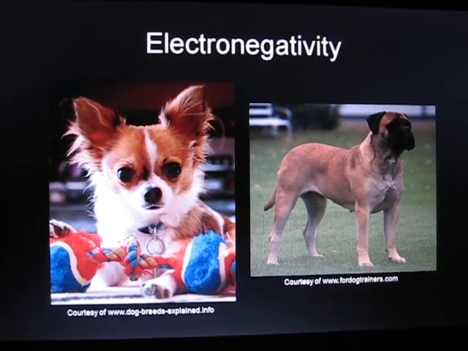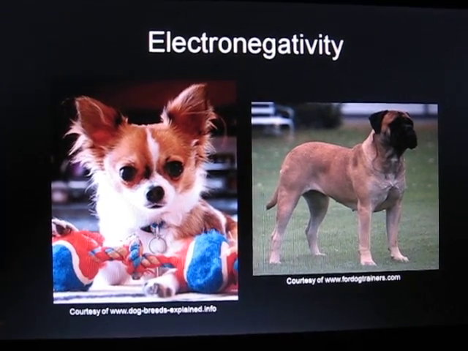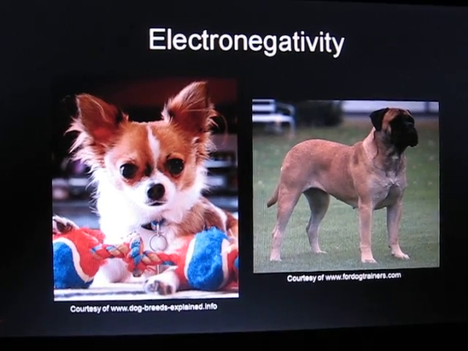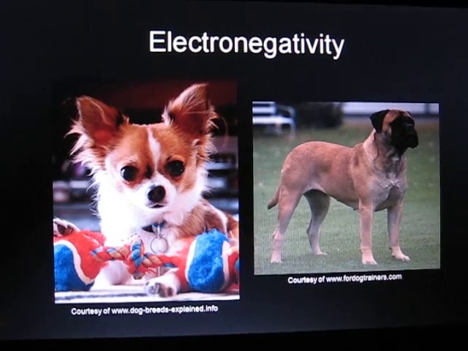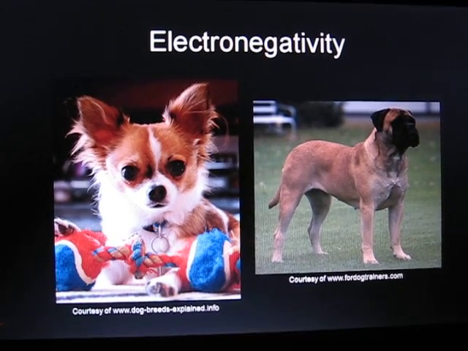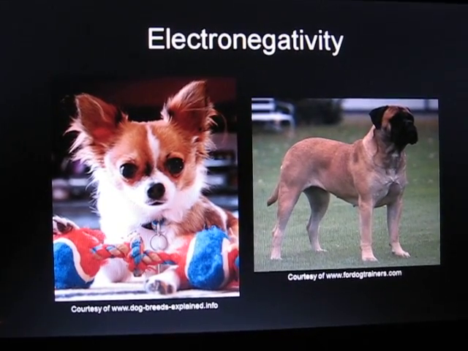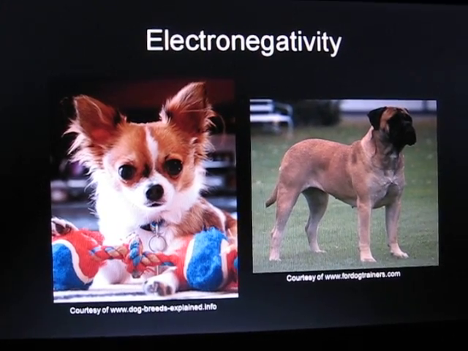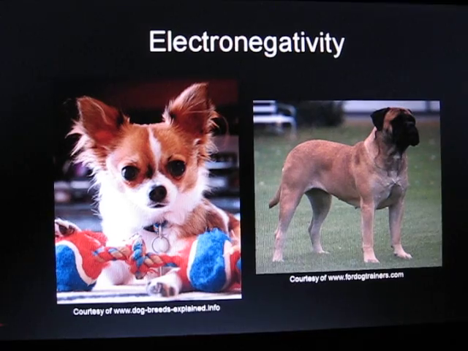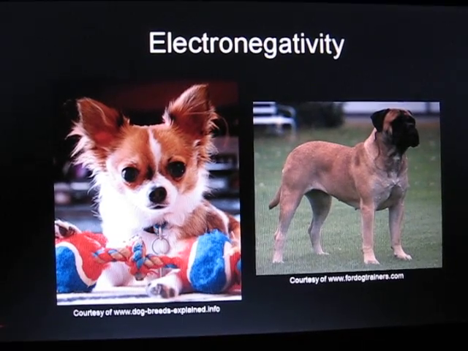Now, imagine these two dogs playing tug-of-war with one another. The bull mastiff would clearly win and pull the rope toward itself with ease. If the rope represents electrons, then the bull mastiff would be very electronegative because it pulls the electrons close to itself, while the Chihuahua would not be electronegative because it does not pull the electrons toward itself very hard.